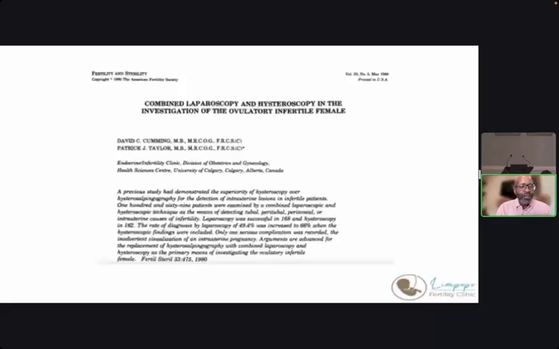But they had almost 169 patients where they wanted to investigate for causes of infertility in their group of patients, and they realized that when you do laparoscopy hysteroscopy, you tend to increase the detection rate for pathology. Where if you do laparoscopy only, you'll get 49.4% of pathology. When you do a combination of hysteroscopy, the pathology detection will increase to 66%. And the argument is that advanced for replacement of hysterosalpingogram with combination of laparoscopy hysteroscopy is the primary means for investigating anovulatory infertile patients. And this was done in 1980.